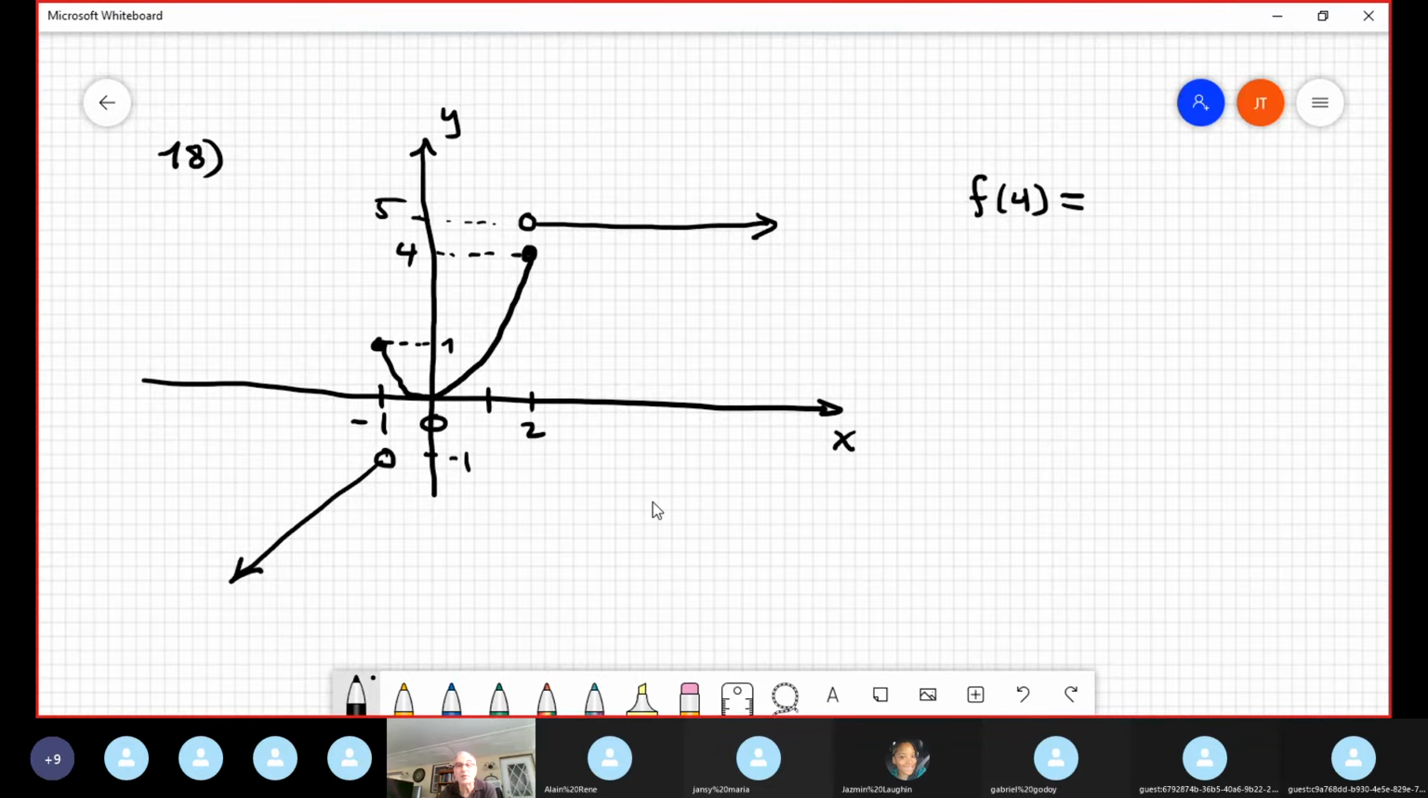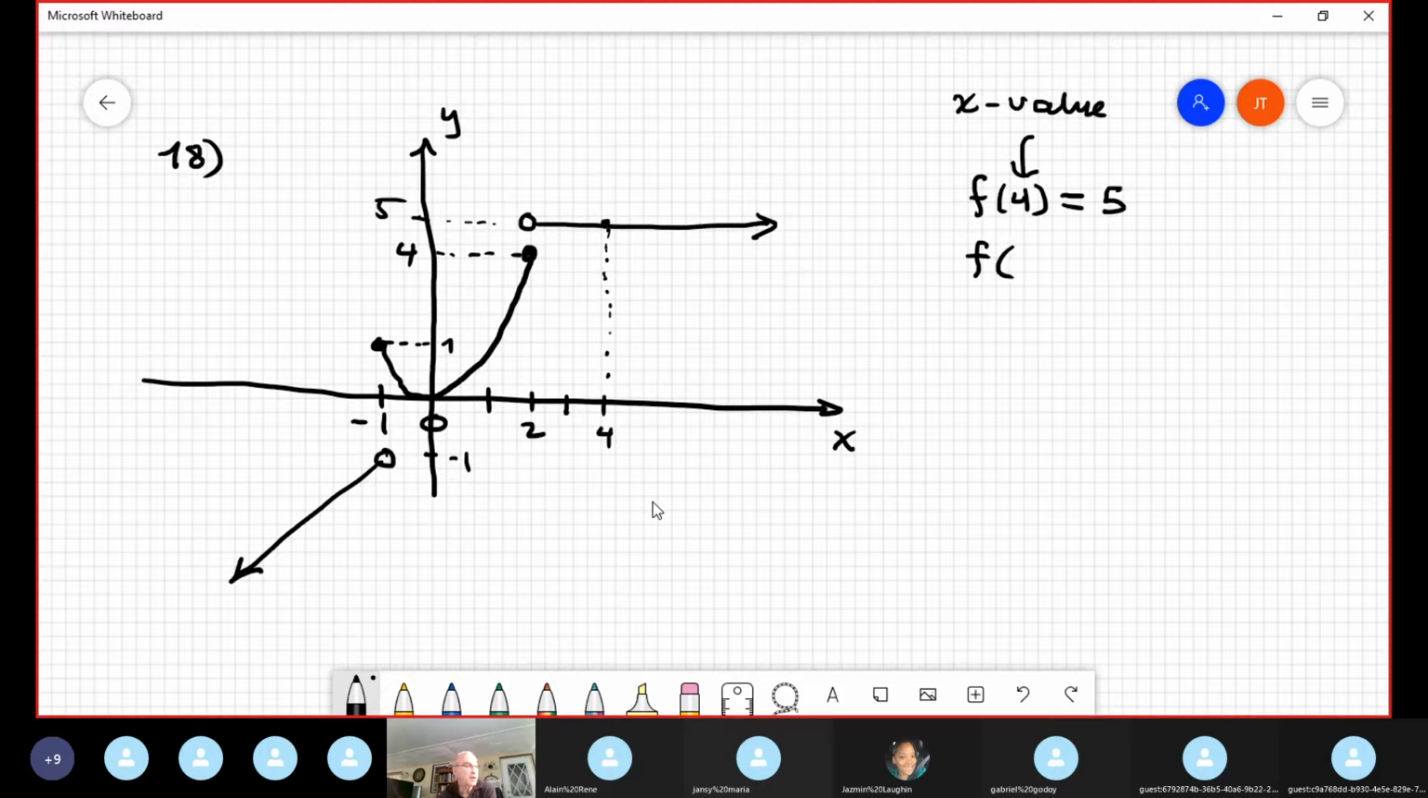Let's do it one by one. 4 is located here. 4 is the x value, the domain value. Now I try to find the y value associated with this 4. I have no equation, but I have a graph. I move along the graph in the direction until I touch the graph. Down we have no graph. Up, yes, it is here, and the y value associated is 5.